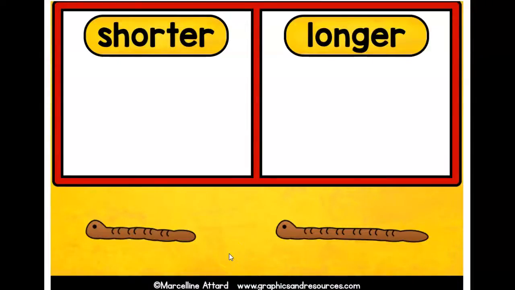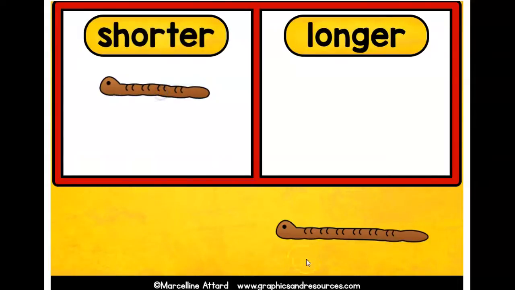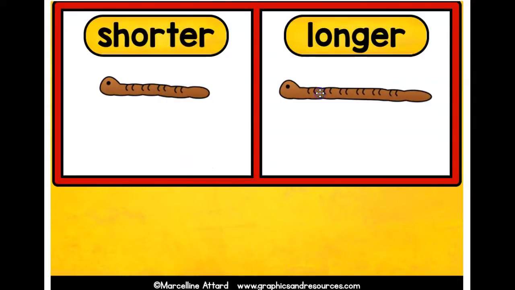Now let's compare length. Remember, at the beginning I told you some words we would use, some math speak, we would use to compare length are shorter, longer, or same as. So let's look at our 2 worms. Worms are pretty cool. Which one is shorter? Which one is longer? Shorter, longer.